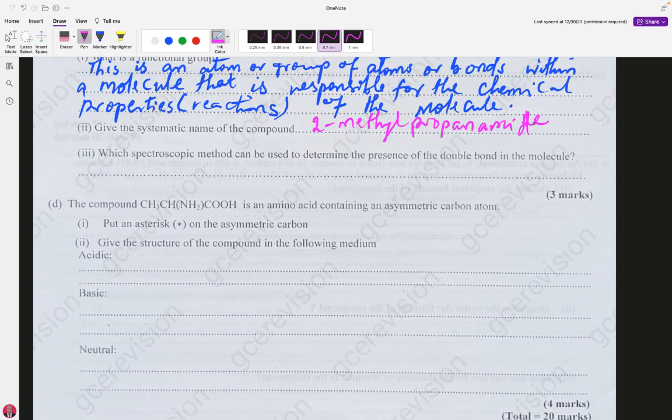Number 3, which spectroscopy method can be used to determine the presence of double bond in the molecule? There are many techniques that are being used to determine double bond, single bond, even group of element, even functional group. They use that to determine the type of bond. They even use that to determine the strength of the bond.